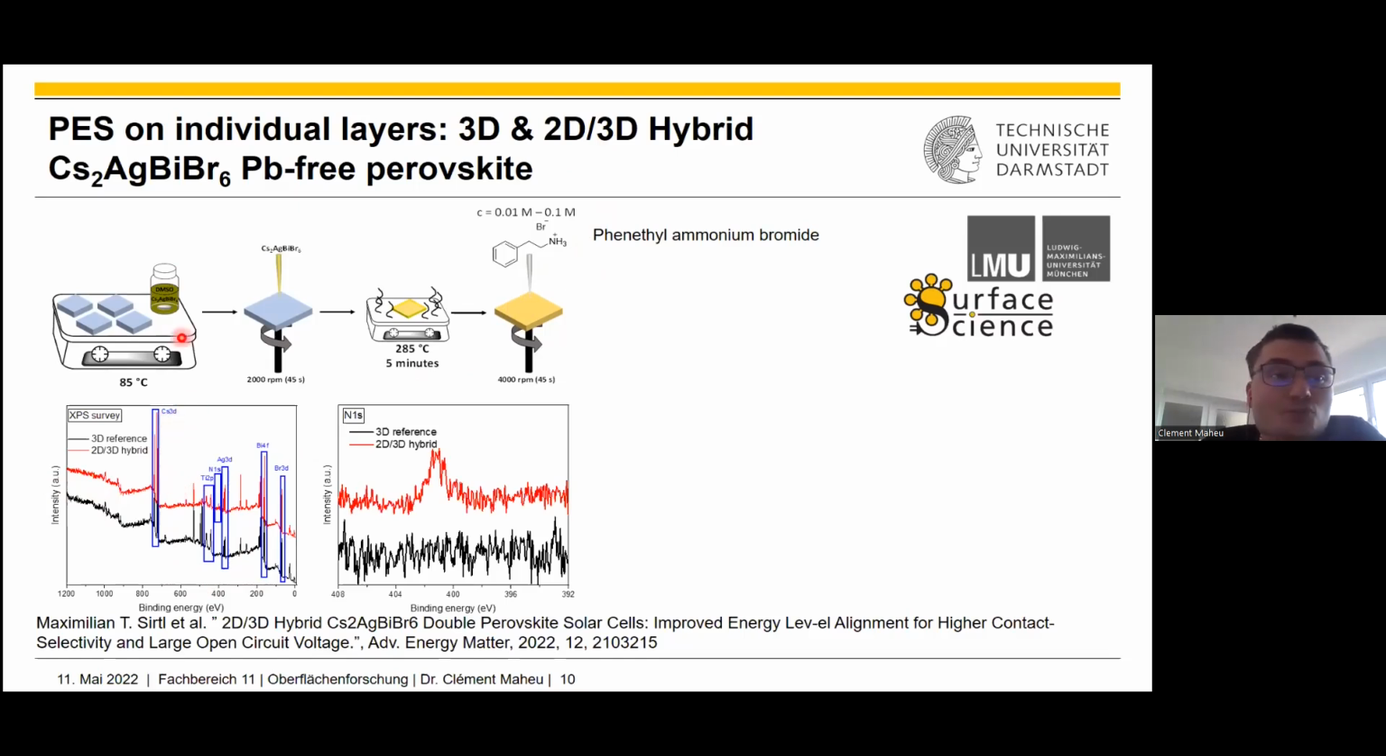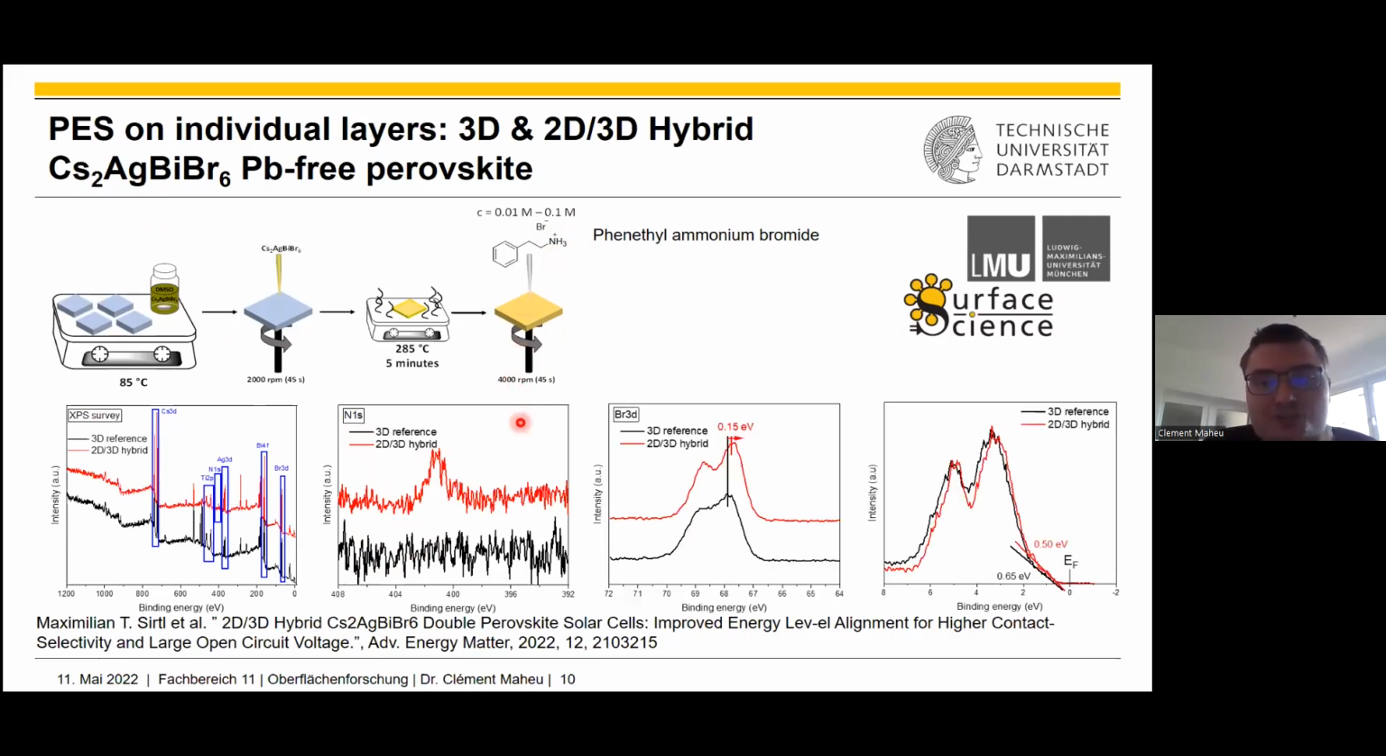Here it's cesium, so you can say, okay, I measure the lead-free perovskite that I'm supposed to measure. And what was interesting was to see that when you look at the core level nitrogen 1s, this orbital, you get some electrons coming out in the case of the 2D, 3D hybrid, meaning that you have nitrogen, and this comes from the spacers that you put here, the nitrogen atom. So that was one additional proof that on this sample, you succeed to have this 2D layer.